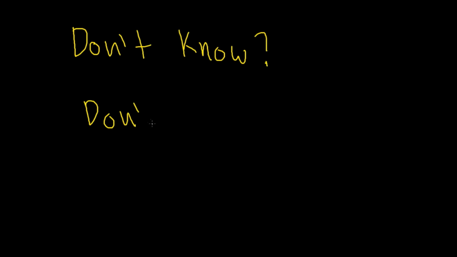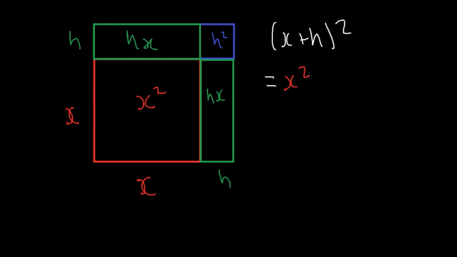At this point, most people are familiar with the idea of completing the square, but if you aren't, here's briefly what happens. If we had a square with the sum of x and h for the side length, you can clearly see with this geometric analogy that x plus h squared is x squared as the larger square, 2xh for both smaller rectangles, and h squared for the smaller square.